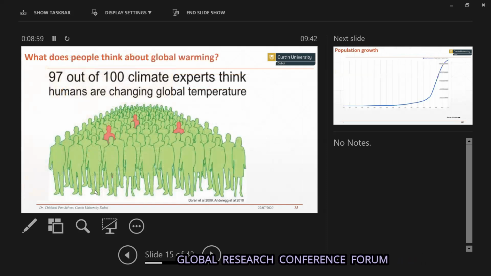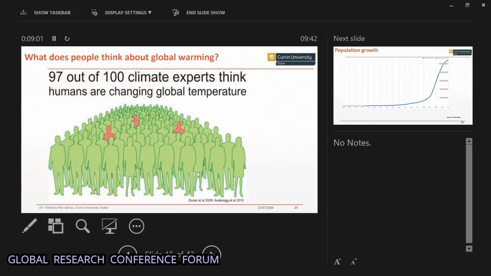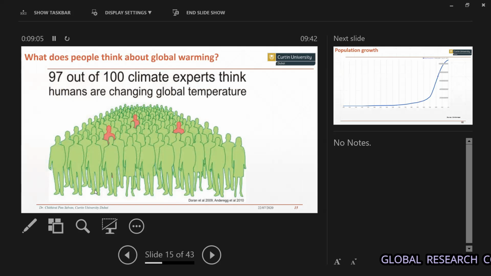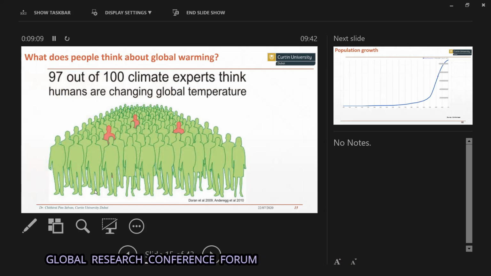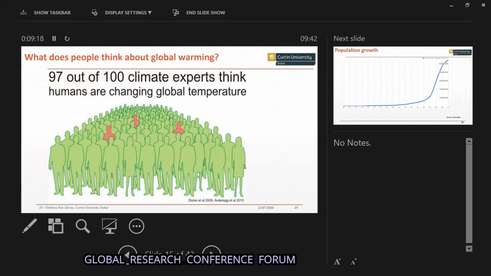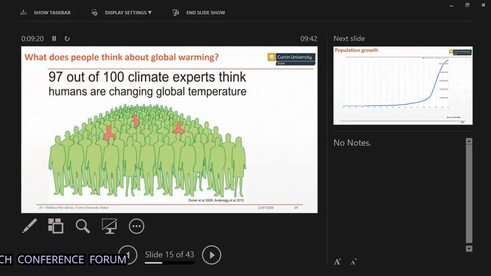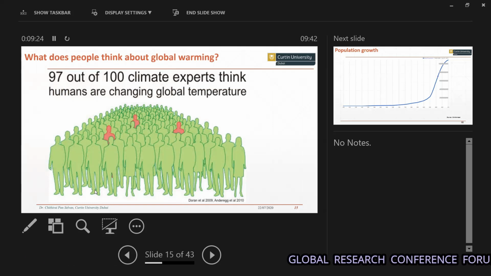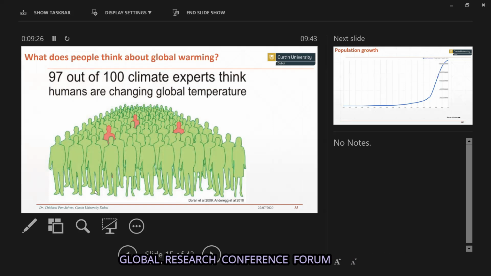Out of 100 experts, 97 say climate change is because of human activity, because of the population. More mining, more mineral processing, more manufacturing, more industries, therefore more energy is used, therefore more carbon dioxide is emitted. At the moment, carbon dioxide is the largest emission. This is all because of the burning of fossil fuels.